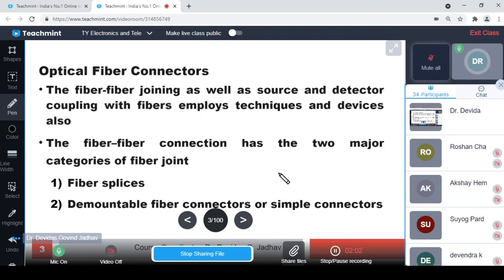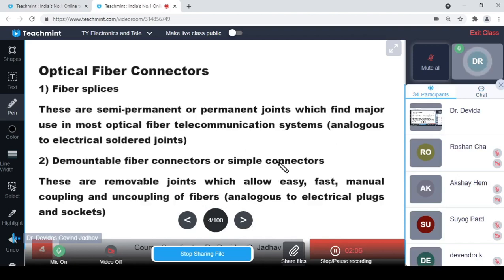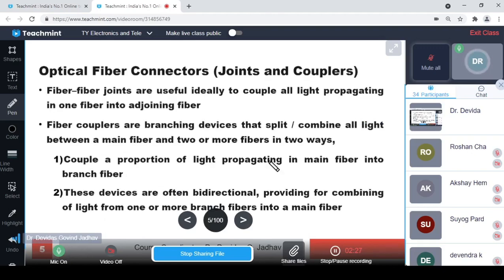So we have connectors. Two types are there: fiber splicing and demountable connectors. Each has its own advantages and disadvantages, and each has its own application depending on the situation and requirement. Splices are semi-transparent, permanent joints, analogous to soldering in electrical work. Demountable connectors are removable joints, analogous to plugs in electrical work.